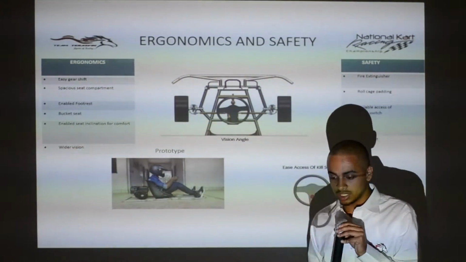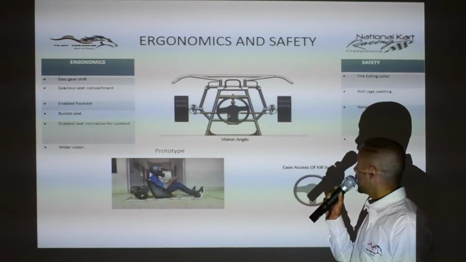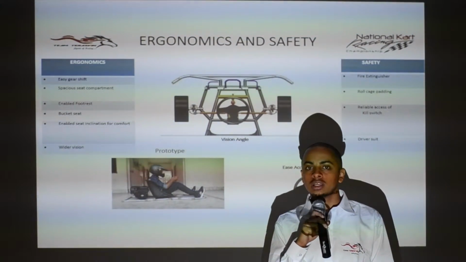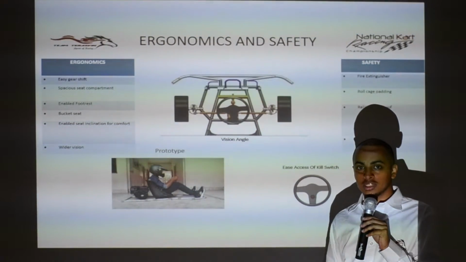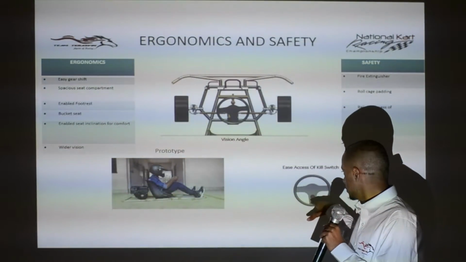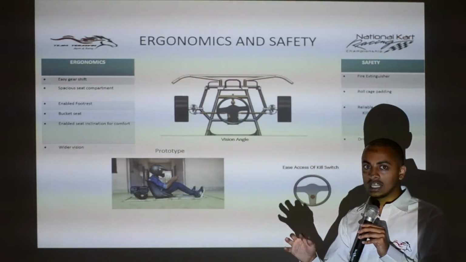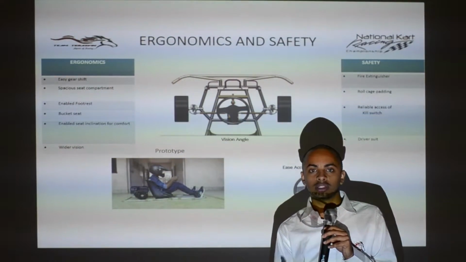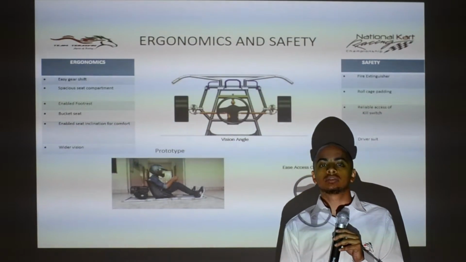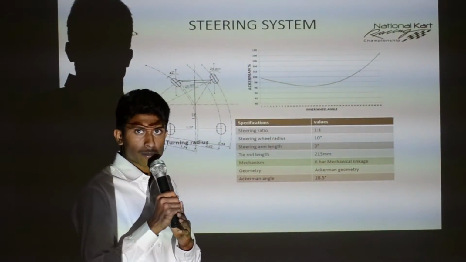And for the safety arrangements, we have used a fire extinguisher for the case of emergencies, and roll cage padding was also provided to avoid the shocks and jerks. And reliable access of the kill switch is provided in our go-kart. The kill switch is included within our steering wheel, so that the driver can easily access it in case of emergency. And the driver is also provided with a driver suit and helmet to avoid any injuries in case of accidents.